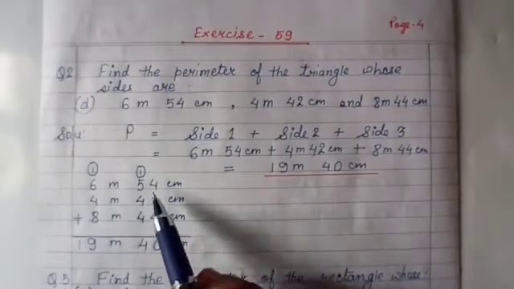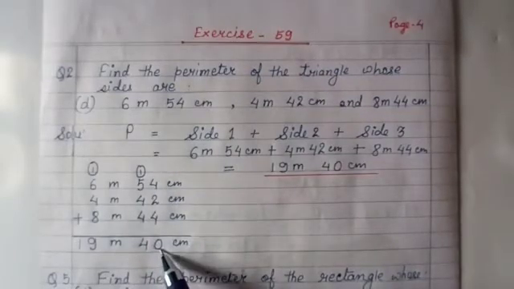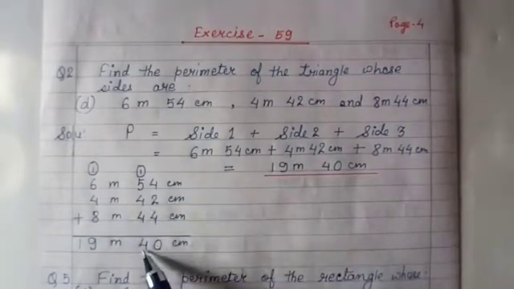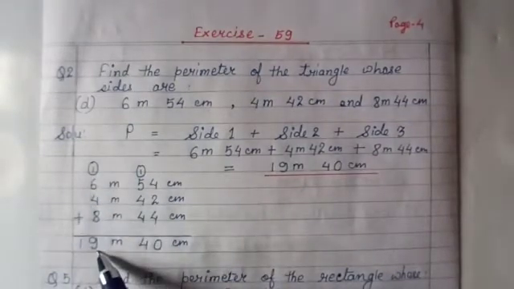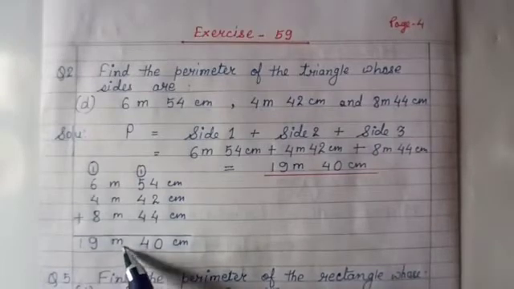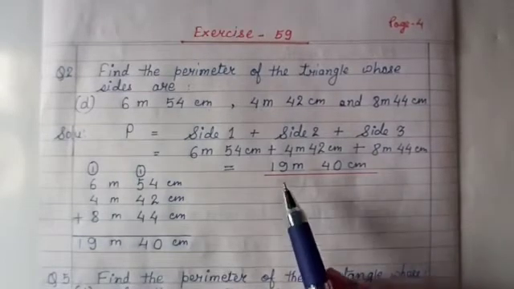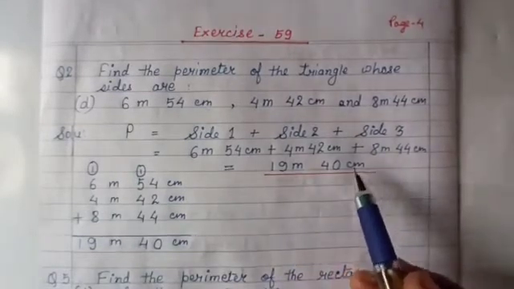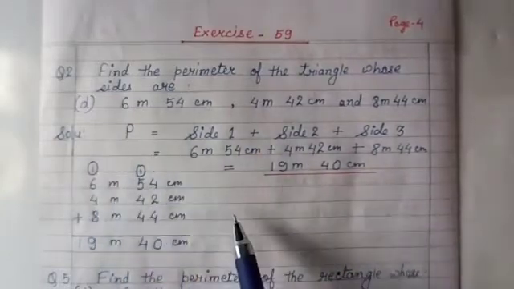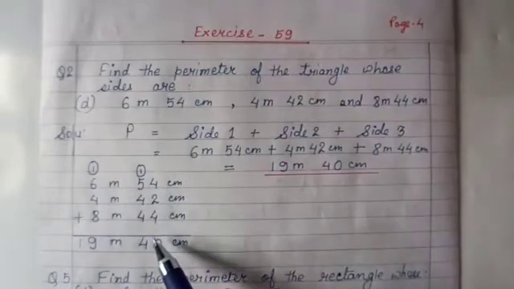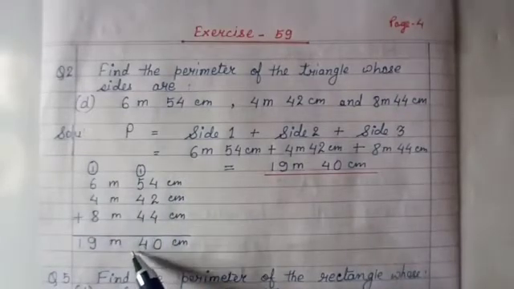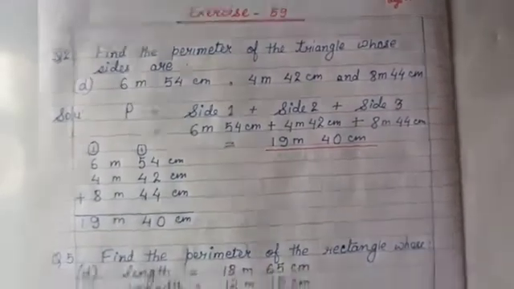We have to add. After addition we are getting 10, 1 carry, it is 14, 4, 1 carry, and finally we are getting 19. So this is 19 meter 40 centimeter. This 19 meter 40 centimeter is the perimeter of this triangle. So here you have to add the meters and centimeters in columns and then add. Simple addition is there.